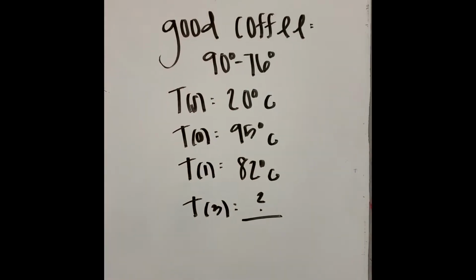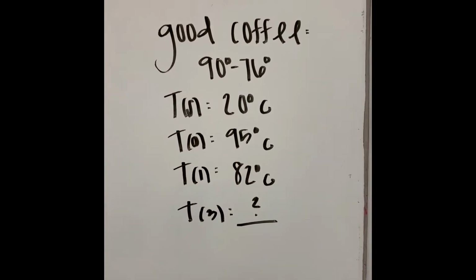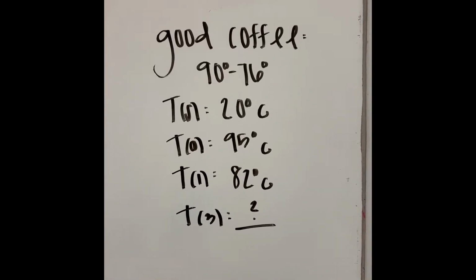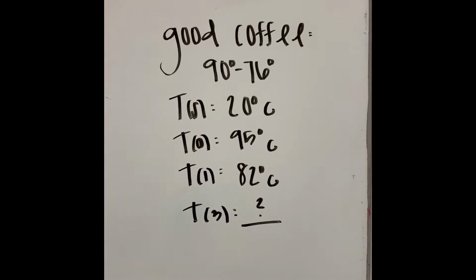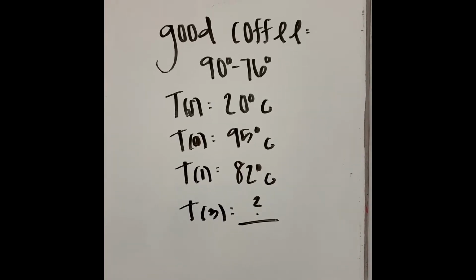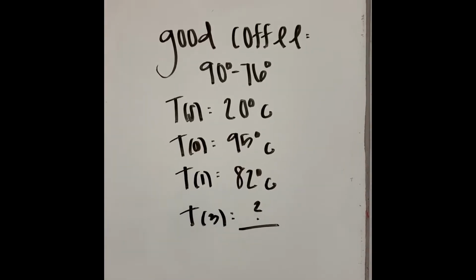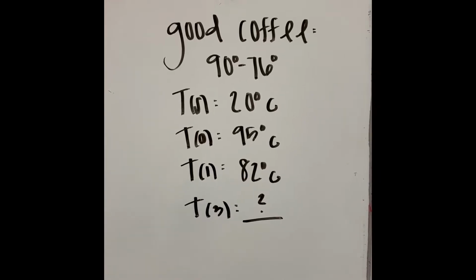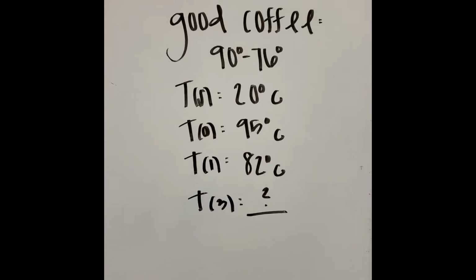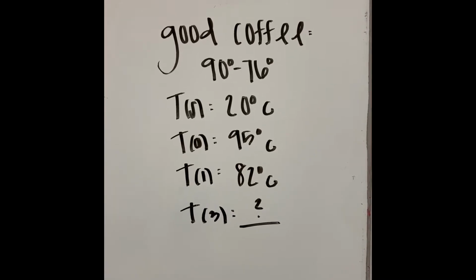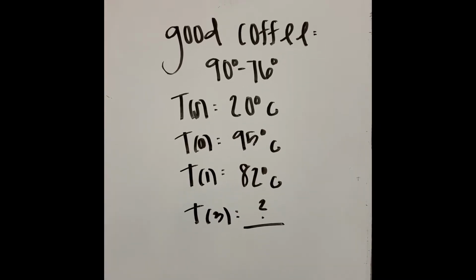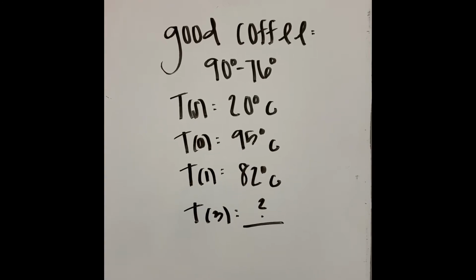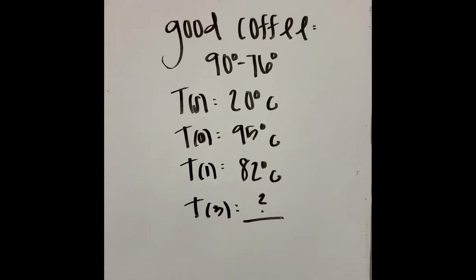Here is all of the information we need for this problem. So we know that good coffee is between 90 and 76 degrees Celsius. The temperature of the surroundings, or the coffee shop, was 20 degrees Celsius. At time 0, or when Kim set the coffee down, it was 95 degrees Celsius. 1 hour later at 10, the coffee was at 82 degrees Celsius. And when Jim stole the coffee at noon, that's T3. We're not sure what that is, but we'll find out.